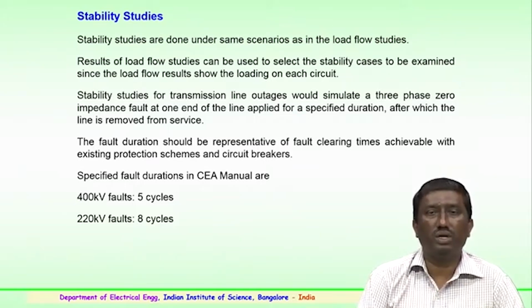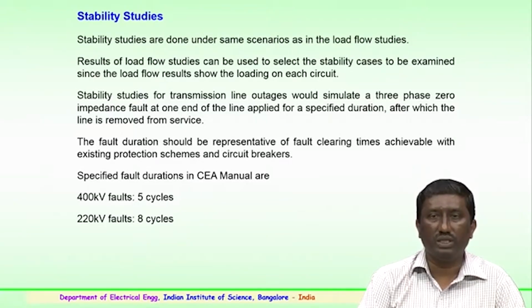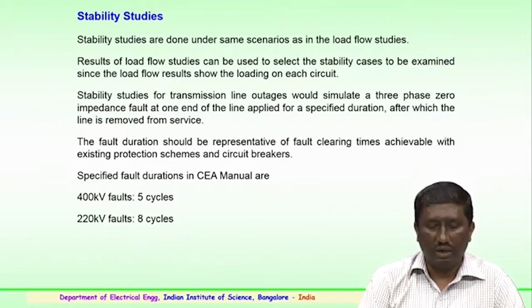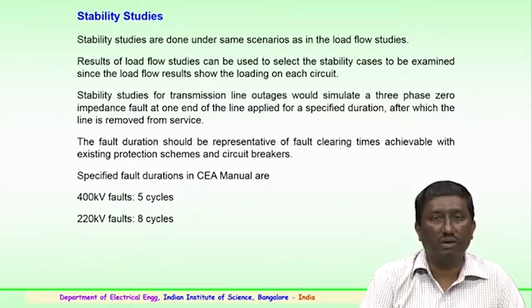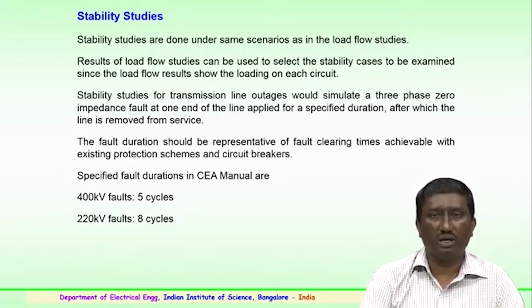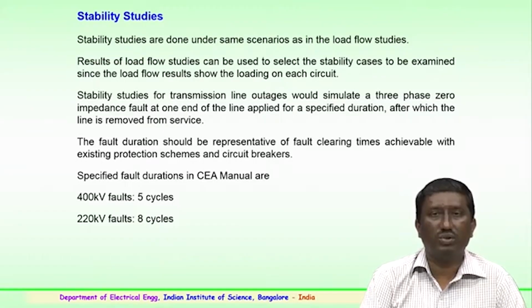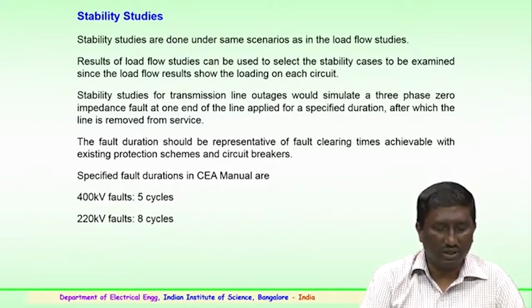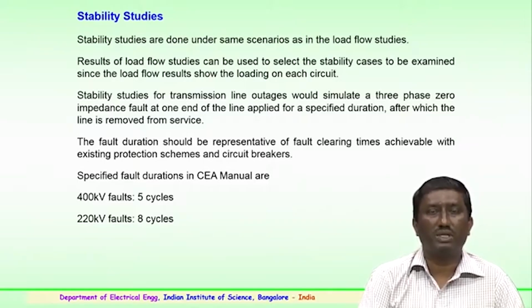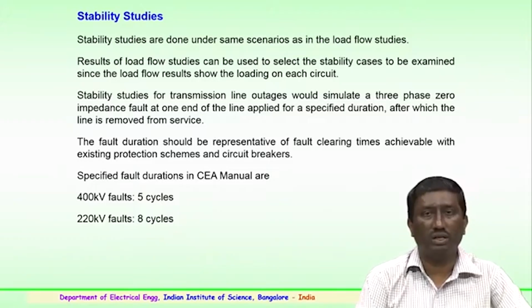The fault duration should be representative of the fault clearing times which could be achieved with the existing protection scheme and with the available circuit breakers, isolators and many of these equipments which are installed in the substation. The specified fault duration as per the Central Electricity Authority manual in the country for 400 kV faults should not exceed 5 cycles. In case of 220 kV faults it should not exceed 8 cycles. So, these are the prescribed values as per the guidelines of the Central Electricity Authority in the country.